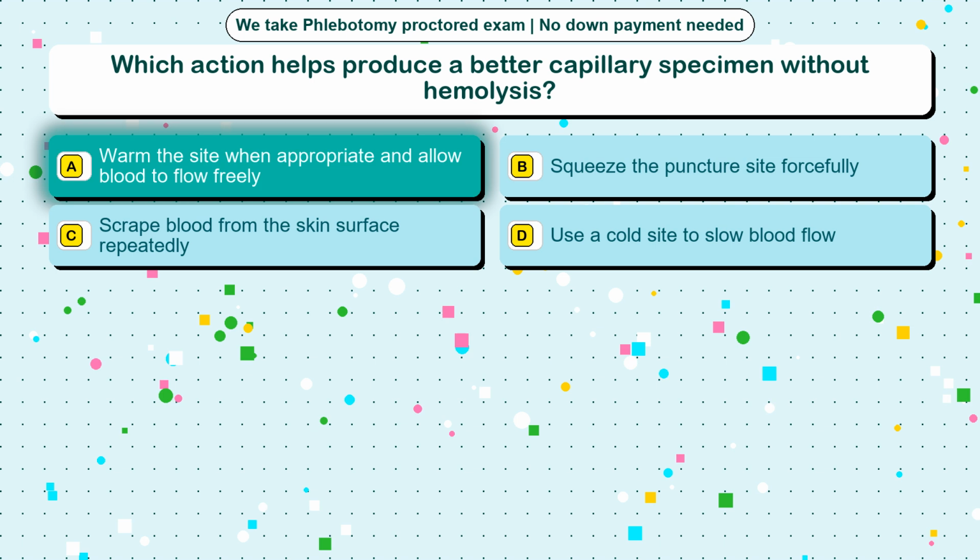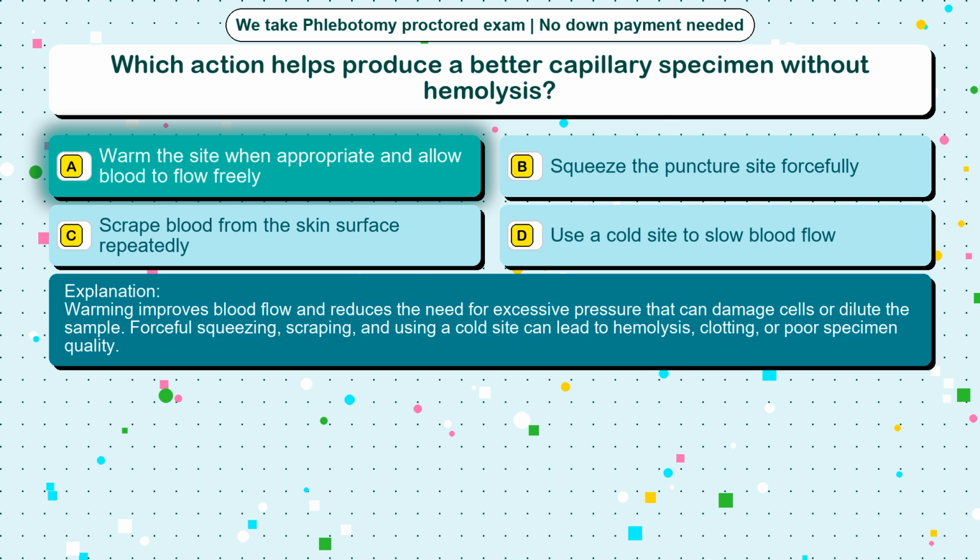The correct answer is option A. Warm the site when appropriate and allow blood to flow freely. Warming improves blood flow and reduces the need for excessive pressure that can damage cells or dilute the sample. Forceful squeezing, scraping, and using a cold site can lead to hemolysis, clotting, or poor specimen quality.